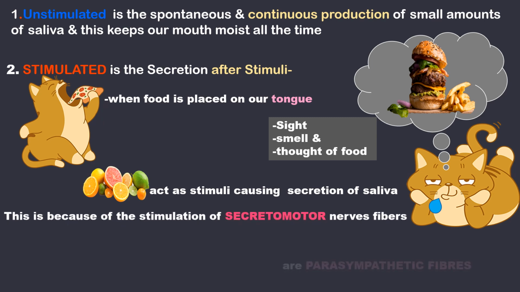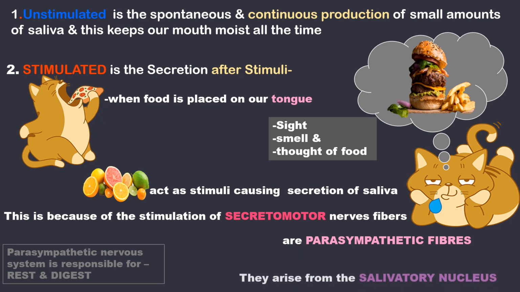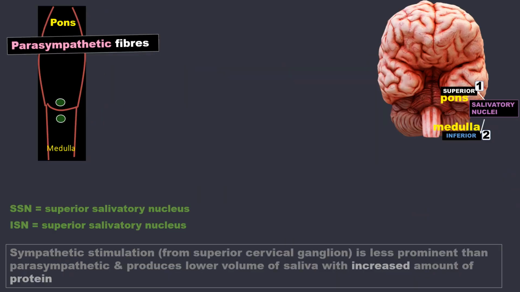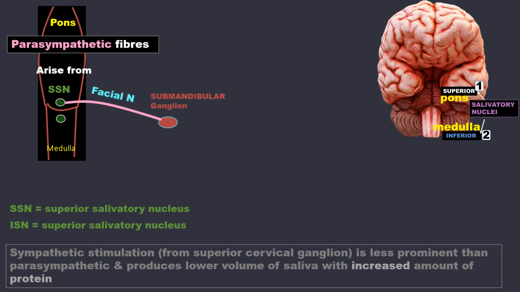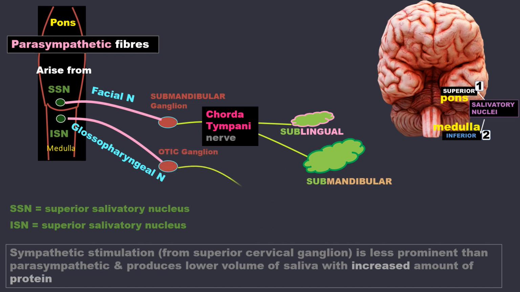This is because of stimulation of secretomotor nerve fibers. Secretomotor fibers are parasympathetic fibers. They arise from the salivatory nucleus. Parasympathetic fibers arise from the superior salivatory nucleus, proceed via the facial nerve to the submandibular ganglion, and then via the chorda tympani reach the sublingual and the submandibular gland. Similarly, parasympathetic fibers that arise from the inferior salivatory nucleus proceed via the glossopharyngeal nerve to the otic ganglion and then go to the parotid gland.